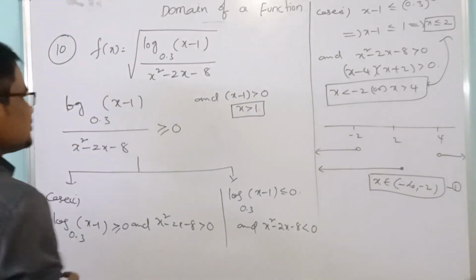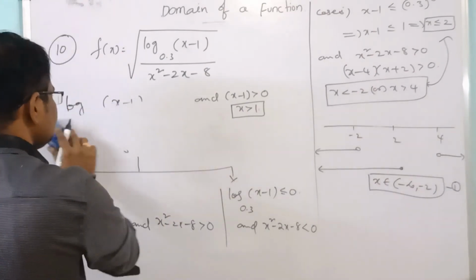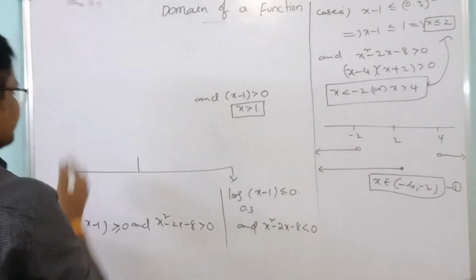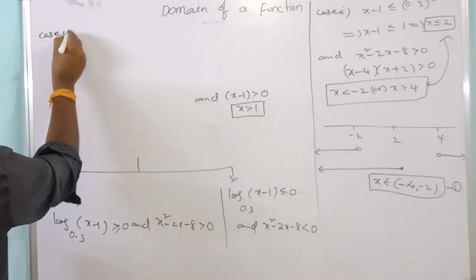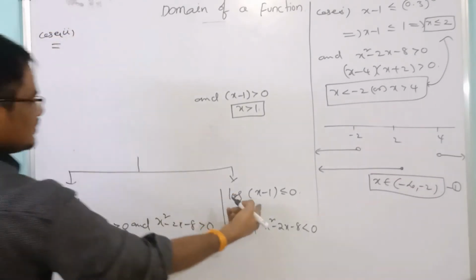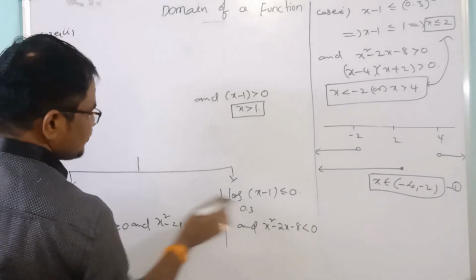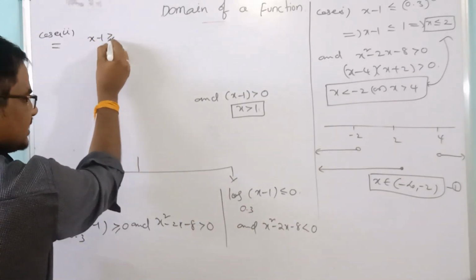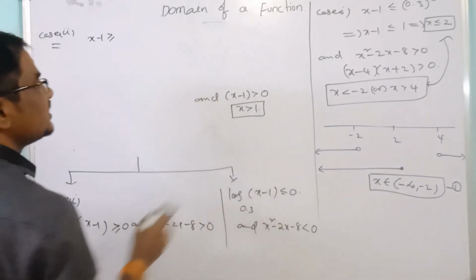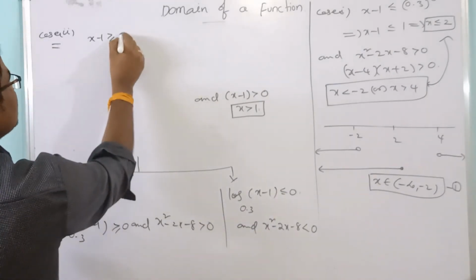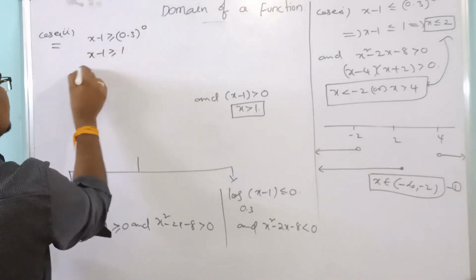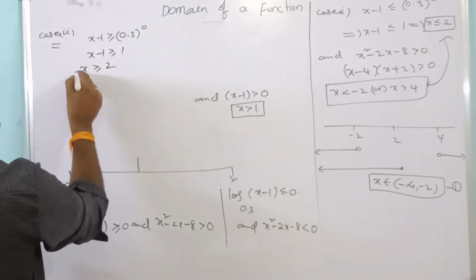Next, case 2 you take. So what is case 2 here? From this one, here also 0.3 is between 0 and 1, means x minus 1 greater than or equal to, this less than or equal to becomes greater than or equal to 0.3 whole power 0. So x minus 1 greater than or equal to 1, x greater than or equal to 2.